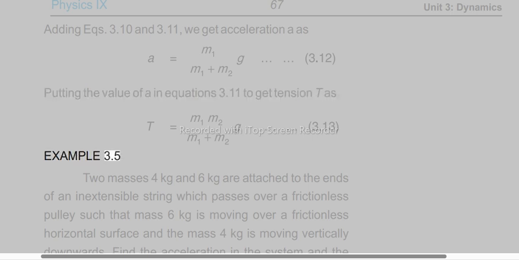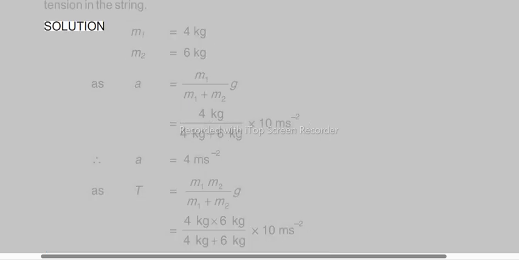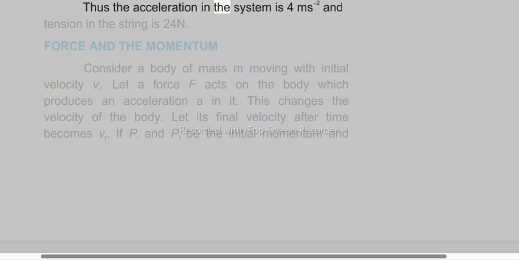Example 3.5. Two masses 4 kilograms and 6 kilograms are attached to the ends of an inextensible string which passes over a frictionless pulley such that the mass 6 kilograms is moving over a frictionless horizontal surface and the mass 4 kilograms is moving vertically downwards. Find the acceleration in the system and the tension in the string. Solution. Thus the acceleration in the system is 4 m/s squared and the tension in the string is 24 N.